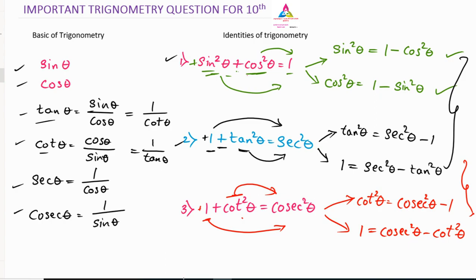So 9 identities we have now, but to remember those 9 identities you require only these 3, that is sin square theta plus cos square theta is equal to 1, 1 plus tan square theta is equal to secant square theta, and the last one is 1 plus cot square theta is equal to cosecant square theta. While solving trigonometric functions you must remember these basics and identities of trigonometry.